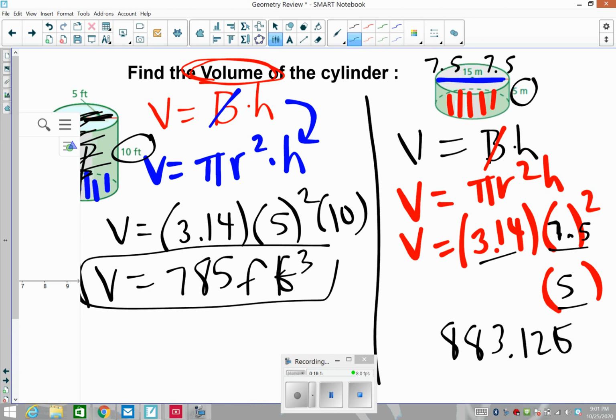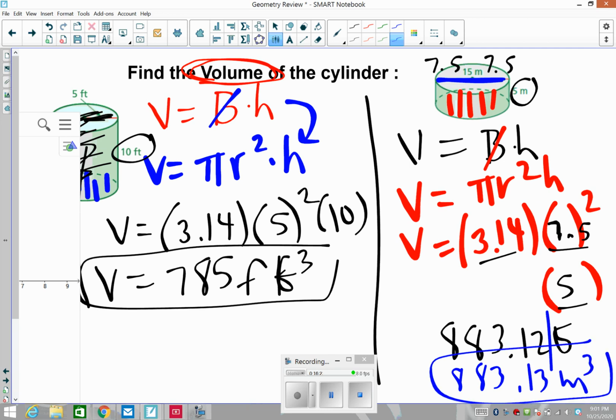883.125. Now, if we were to cut that off, that gives us 883.13 meters cubed is the volume or the space inside that cylinder. I'm going to type that in one more time to make sure I have it right. Something feels off. Yes, confirmed. That is your final answer.